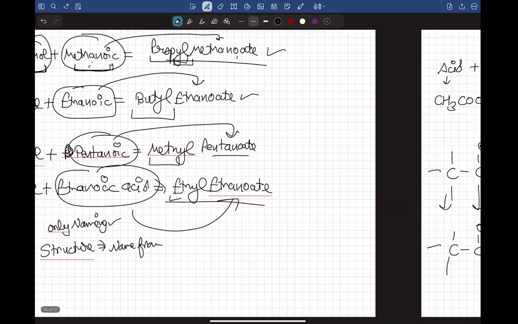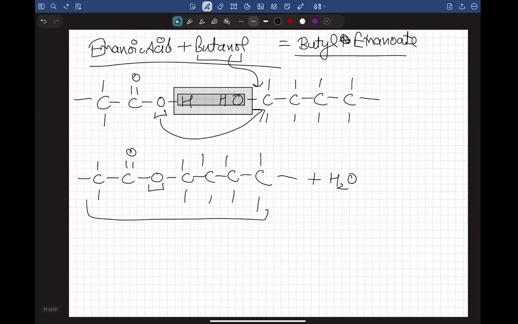Now, one question remains: if they have given you the structure of an ester and they're not telling you which acid and which alcohol was used, so how do we name it? Let's say something like this is given.